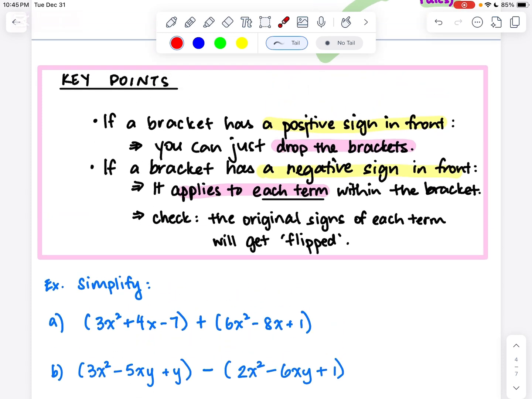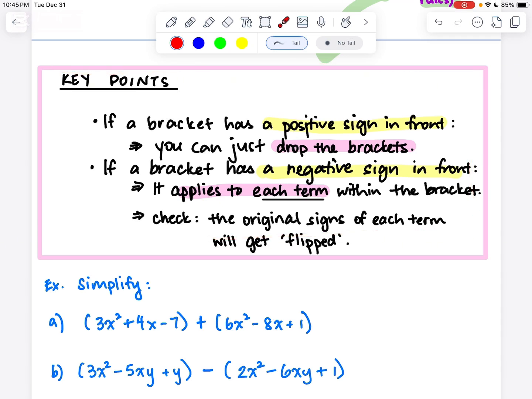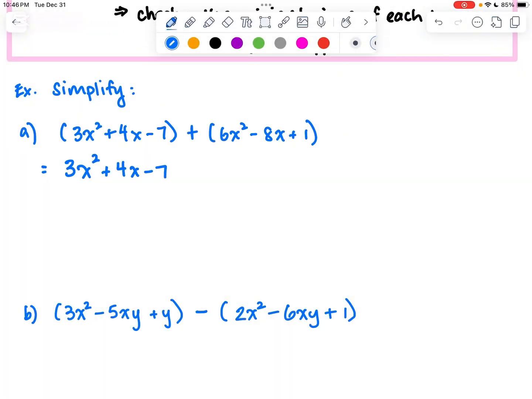So I'd like you to stop the video and try these two questions. These are two questions where one's a plus and one's a minus, so just be careful. I want you to use these rules and then come back and I'll take it up really quickly just so you can double check that you're on the right track. With this first bracket, we're allowed to just drop them. With the second bracket, because it's a plus symbol there, again, we can just drop those brackets. When I group the like terms, my x squareds go together here.